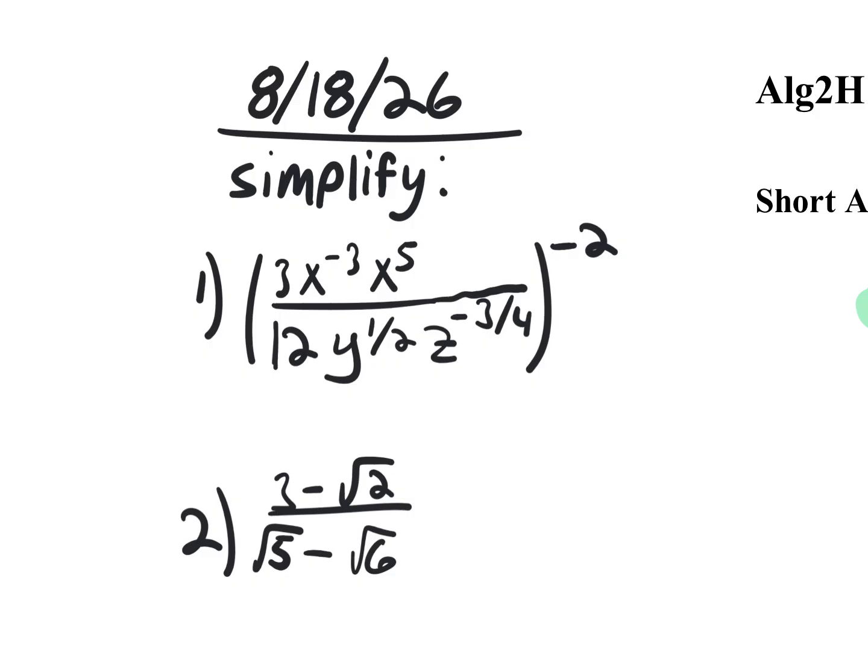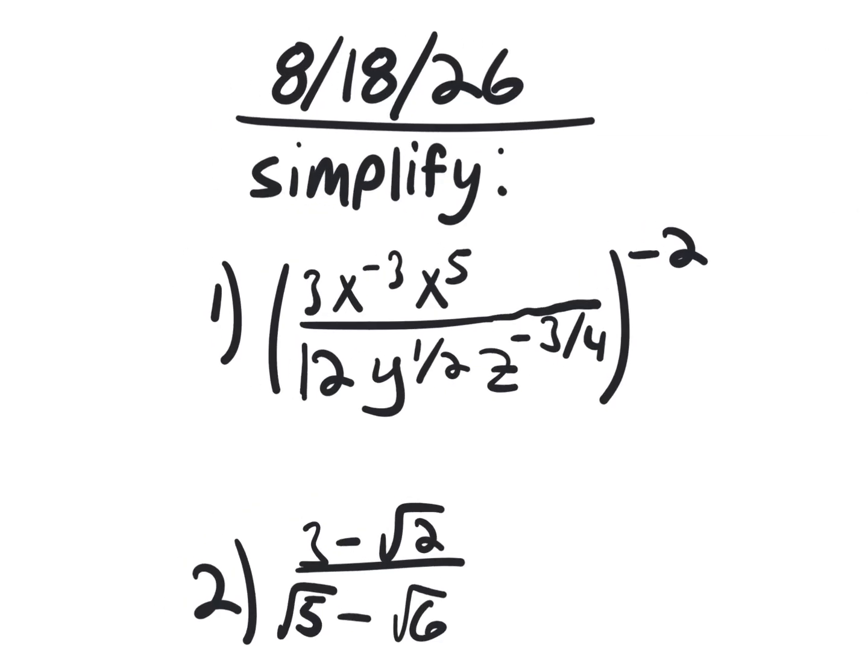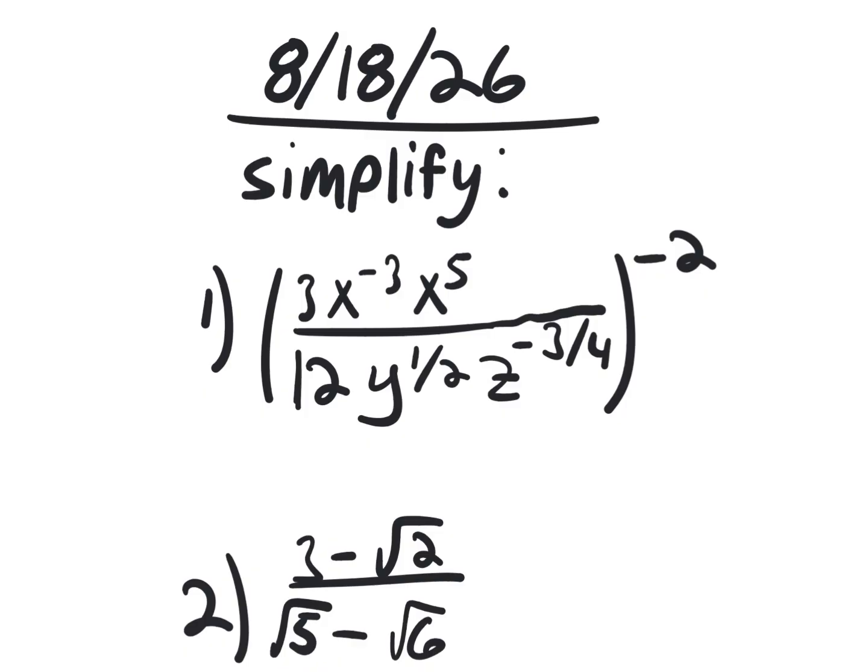So for this first one, there's a lot going on. Just take it piece by piece. I always tell you guys, try to simplify on the inside if you can first. All right, is there anything there that simplifies? Okay, good. 3 and 12 can simplify. Good. So 1/4. I also see 2 x's on top.